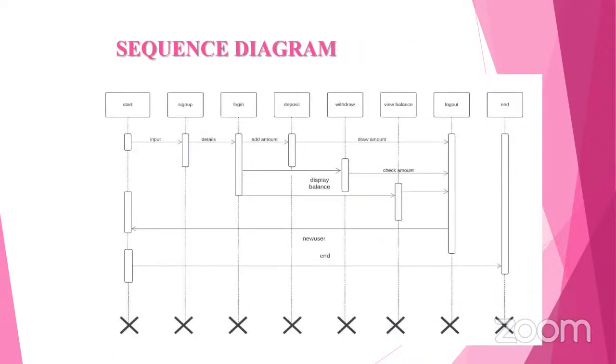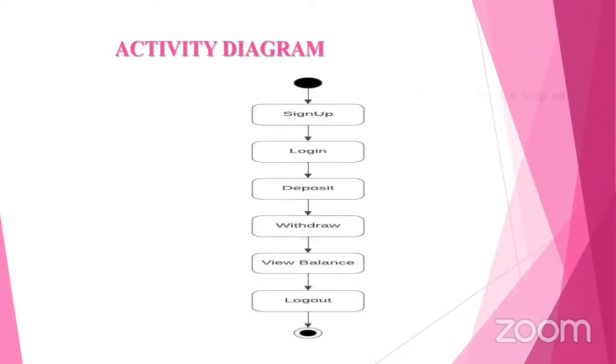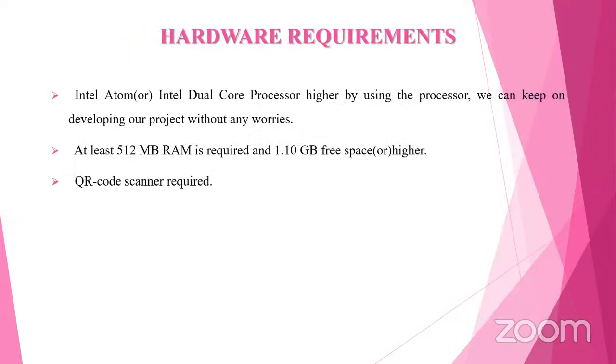These are some flow diagrams and sequence diagrams. The hardware requirements of this project are an Intel dual core processor and at least 512 MB RAM. Next, my friend Nitin will continue with the software.